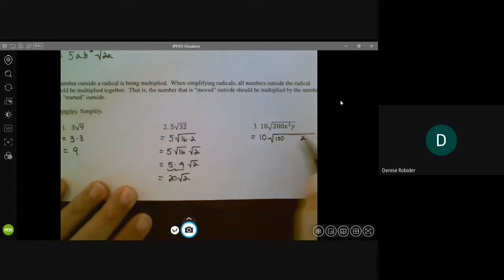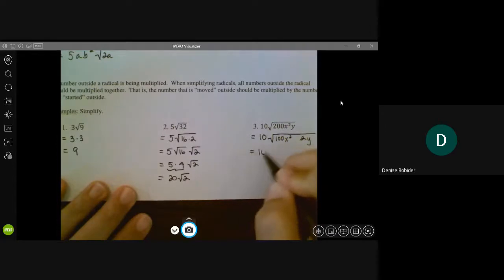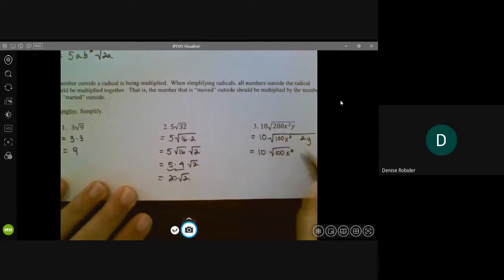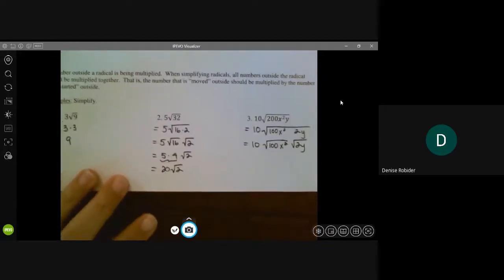Is x squared a square? Yup. So he's a VIP. Is y a square? Nope. So he goes to the back. So from here, I can actually break up my radical further. I break up my radical into 2 parts, my bad. There's no difference from here to here, except I separated the squares from the non-squares.